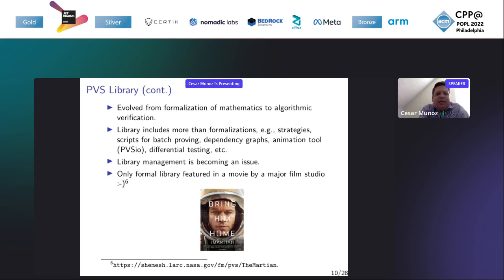Very proud that the PVS library was featured in a movie, The Martian. The PVS library plays a role. I mean, not that important, but it's nice to see these kinds of developments in the entertainment industry.